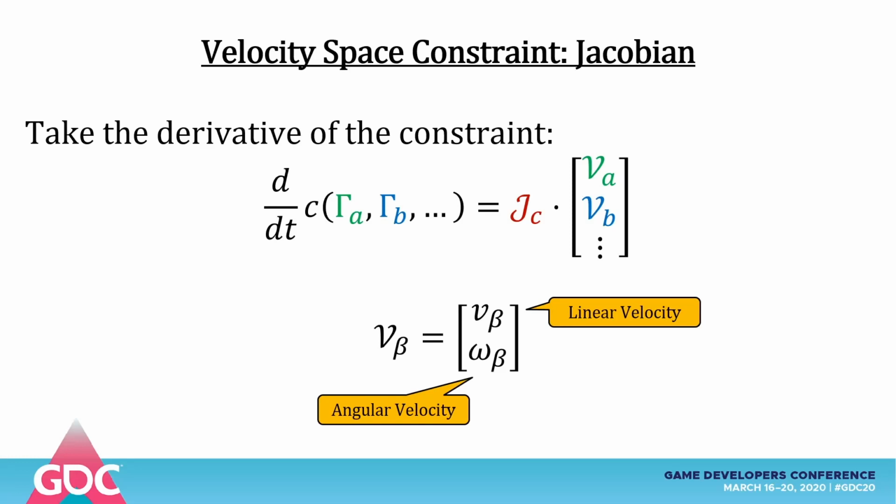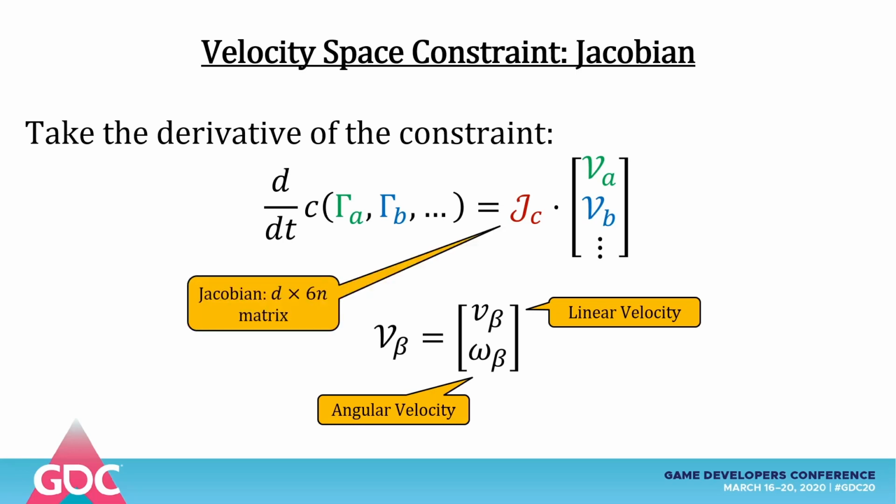Now that we have a way of modeling constraints, we are interested in the dynamics of the rigid bodies, their motion. Therefore, we need to derive the velocity relationships that the constraint imposes. This is obtained by taking the derivative of the constraint function. This derivative can always be formulated as a product of some matrix J times the vector of velocities. The matrix is called the Jacobian of C.